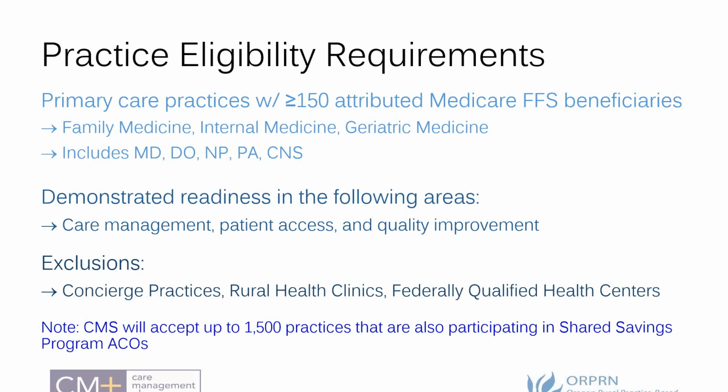Unfortunately, you can't be concierge, rural health clinic, or a federally qualified health center. They have different payment mechanisms, and CMS just can't figure out how to align all that different payment historically. Initially, there was an exclusion if you were in a Medicare Shared Savings ACO. Now, up to 1,500 practices could be in both, which is great for a lot of people, I think. So those are the eligibility requirements.